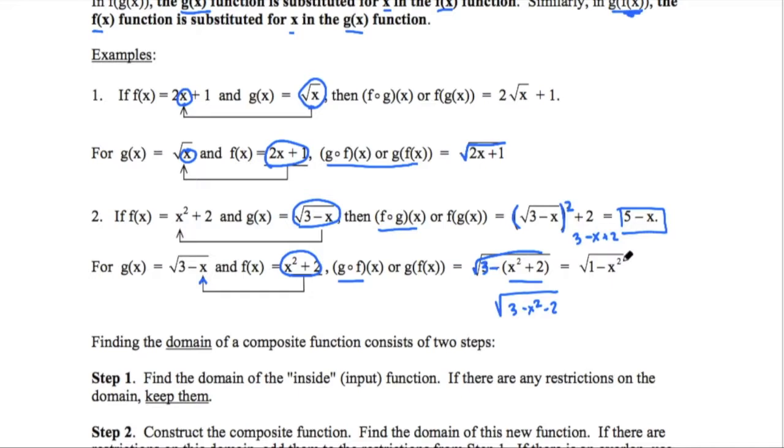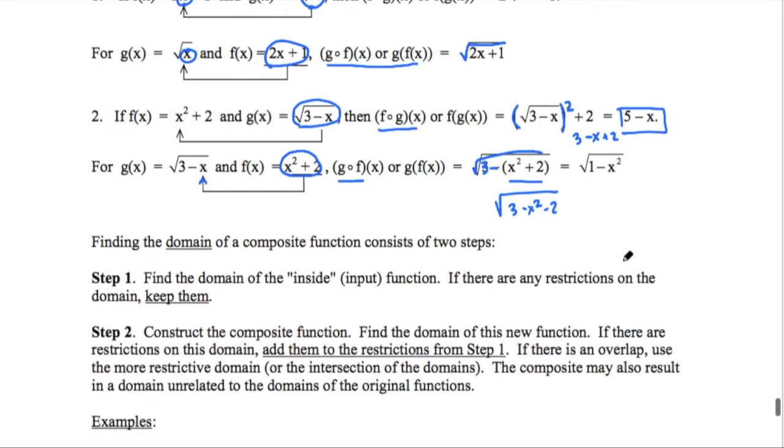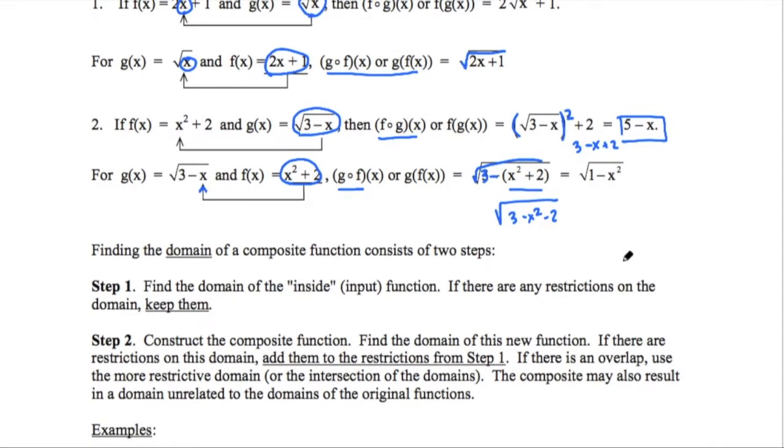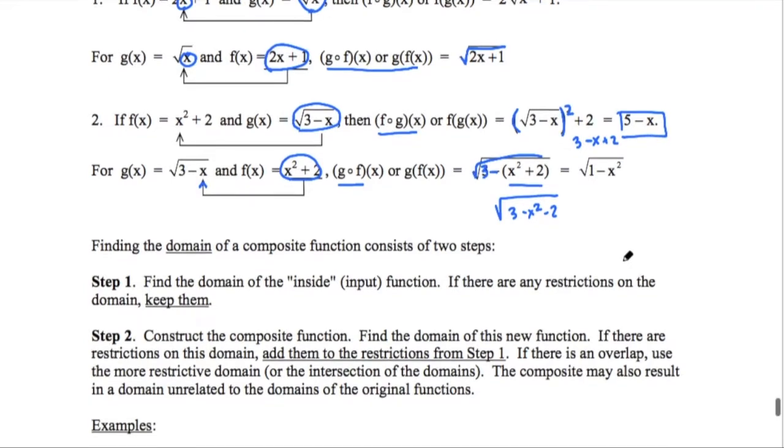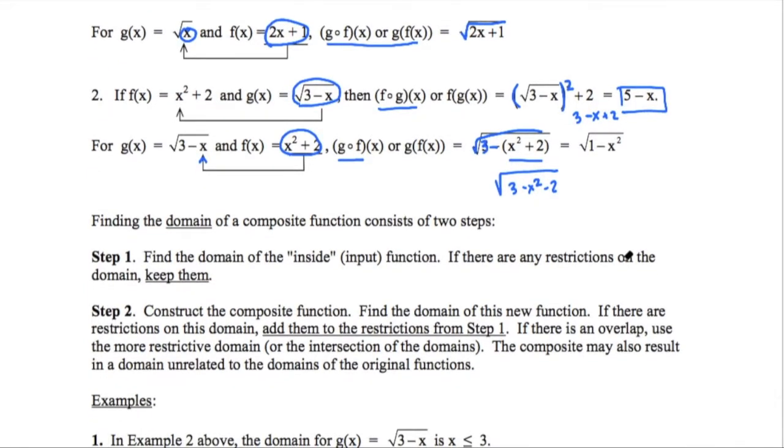Now, what we're also going to add to this is thinking about the domain. So we've talked about domain of equations.